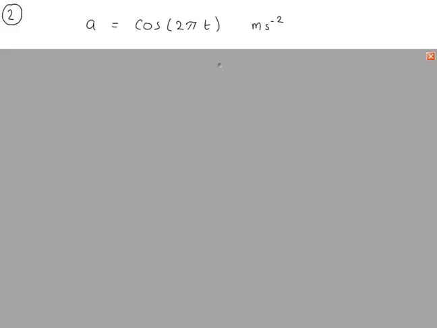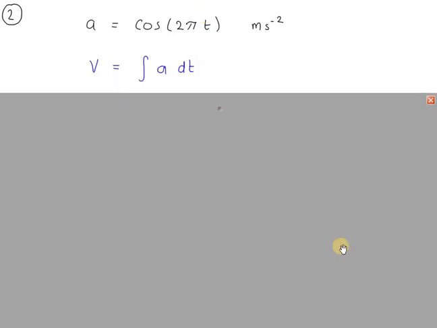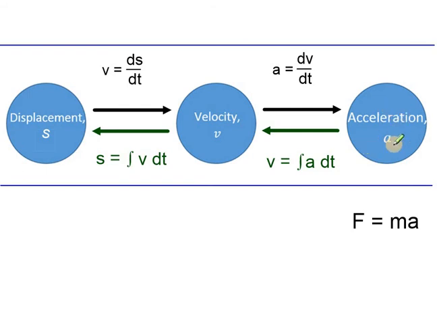Example 2, this time we're given acceleration as a function of time. To work out the velocity, we have to integrate. So we're starting here, we're trying to work out velocity, so following this path, we have to do integration with respect to time.